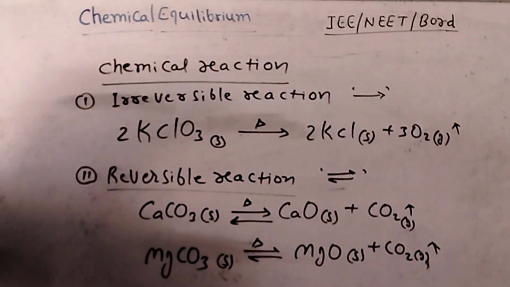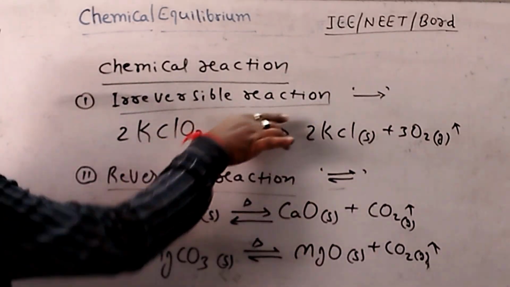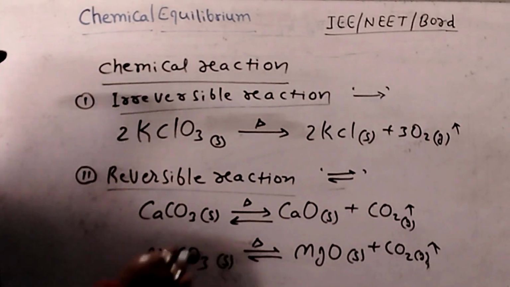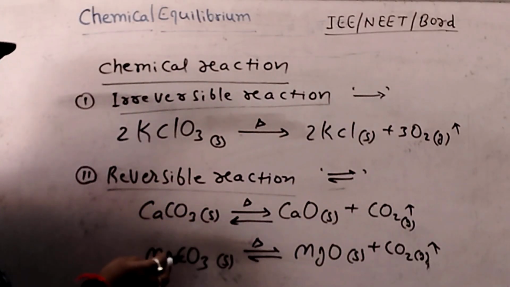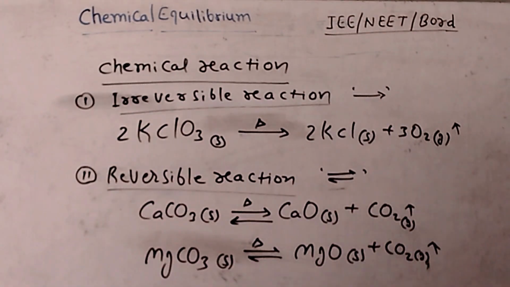So you can take a screenshot. This reaction is an irreversible reaction because the direction of reaction is forward, but in case of reversible reaction both the forward direction and backward direction reactions occur. So these are two examples of chemical reactions, reversible reaction and irreversible reaction.